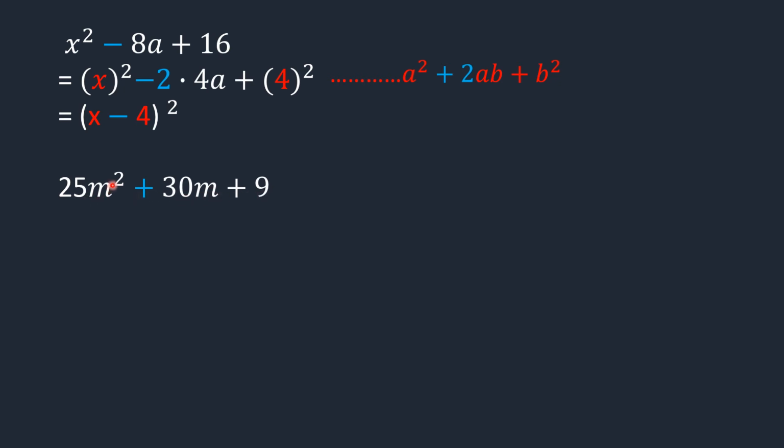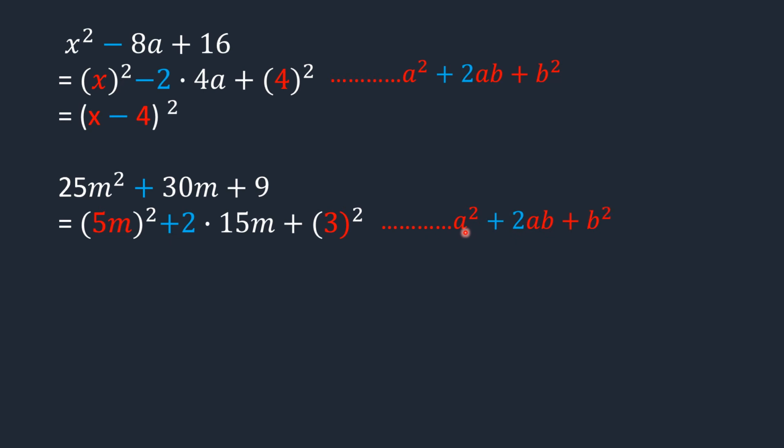Here 25m squared is a perfect square, 9 is a perfect square. We will write 25m squared as (5m) whole squared and 9 as 3 whole squared, and we will write 30 as 2 times 15. Therefore, this expression becomes a perfect square expression like a squared plus 2ab plus b squared. Now we know how to write its factors.